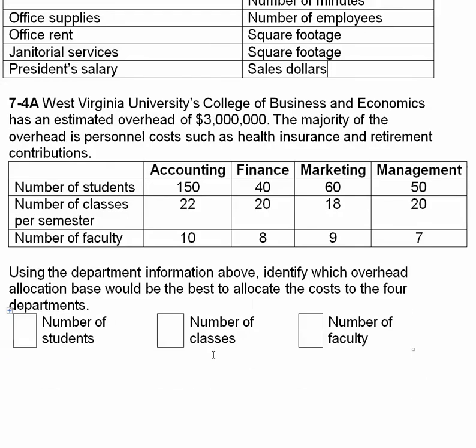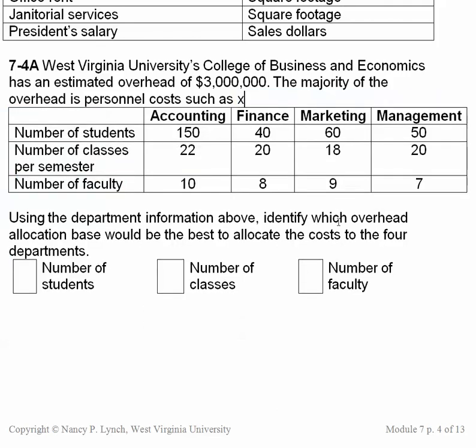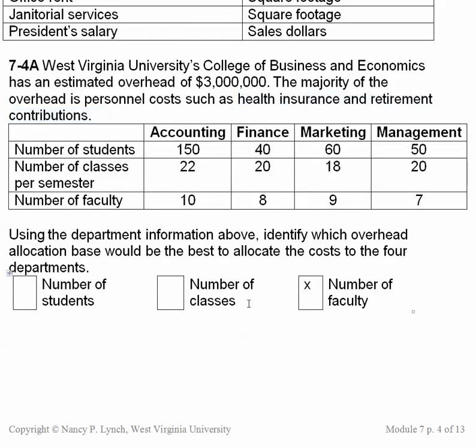So let's look at 7-4. The question here is what allocation base to use, given that the majority of that 3 million is personnel costs. And personnel costs in the college would be driven by the number of faculty. The more faculty you have, the more health insurance and retirement costs you would have. So the number of faculty makes sense. Number of students, just because the accounting department teaches more students or has more classes doesn't make its personnel costs any higher. So number of faculty makes more sense.